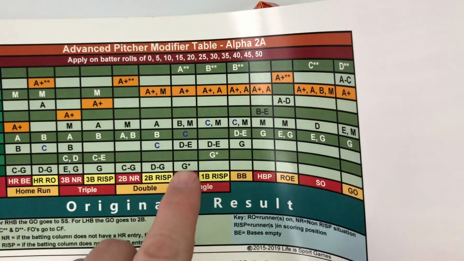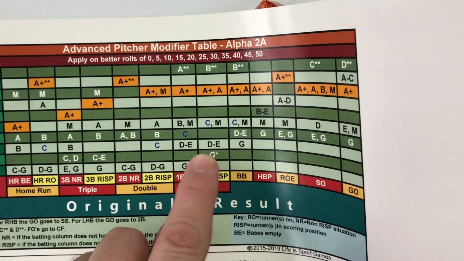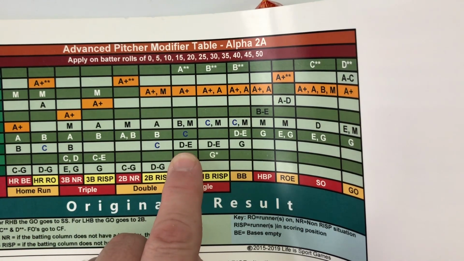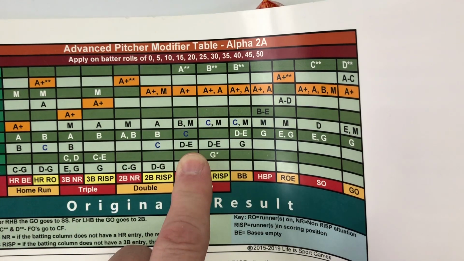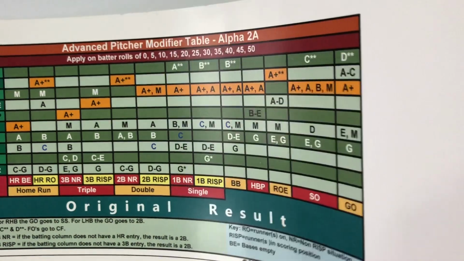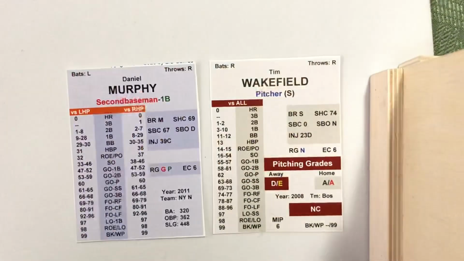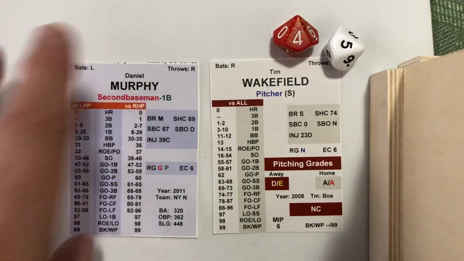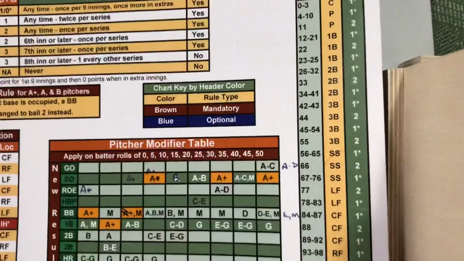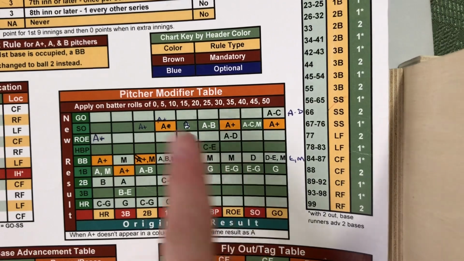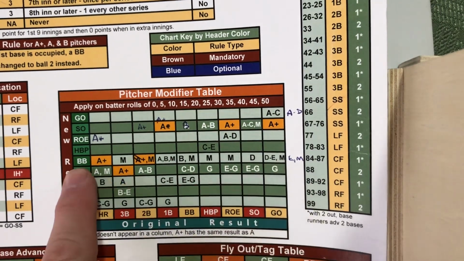On the Advanced Pitcher Modifier Table, the single against Wakefield, the D pitcher, becomes a double. Same outcome. All right, so we'll do it one more time and show you some, and then I'm going to say something generally true about the two charts. This is a 45, finally did what I wanted to do. This is a strikeout. A strikeout with a D pitcher on the original pitcher modifier table becomes a walk.